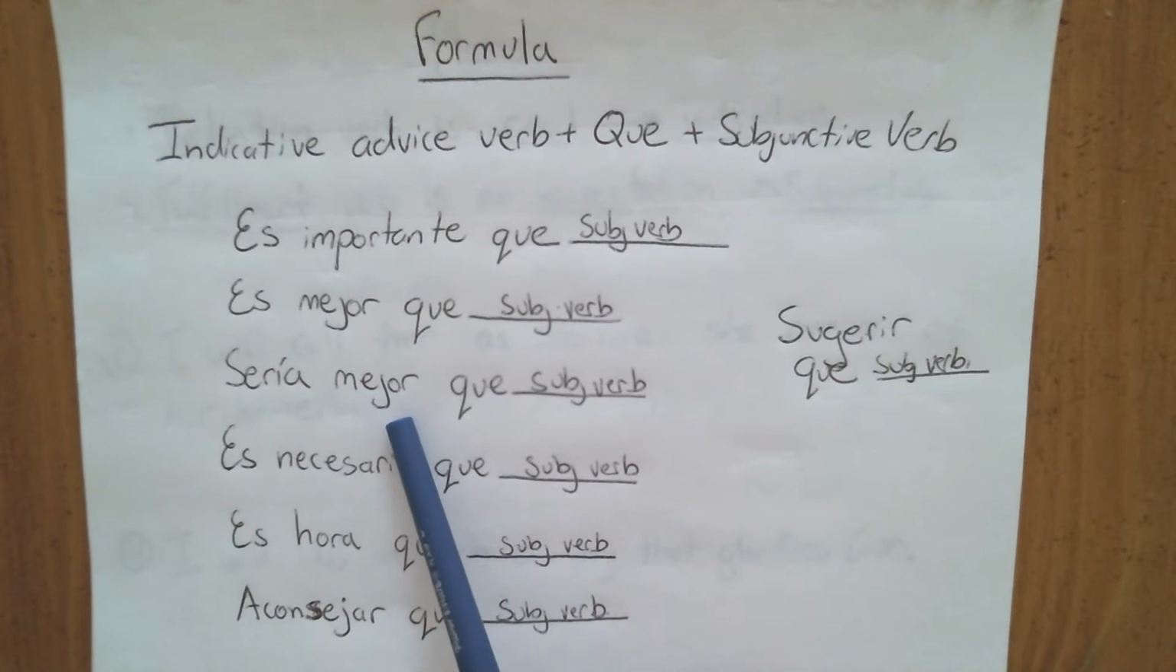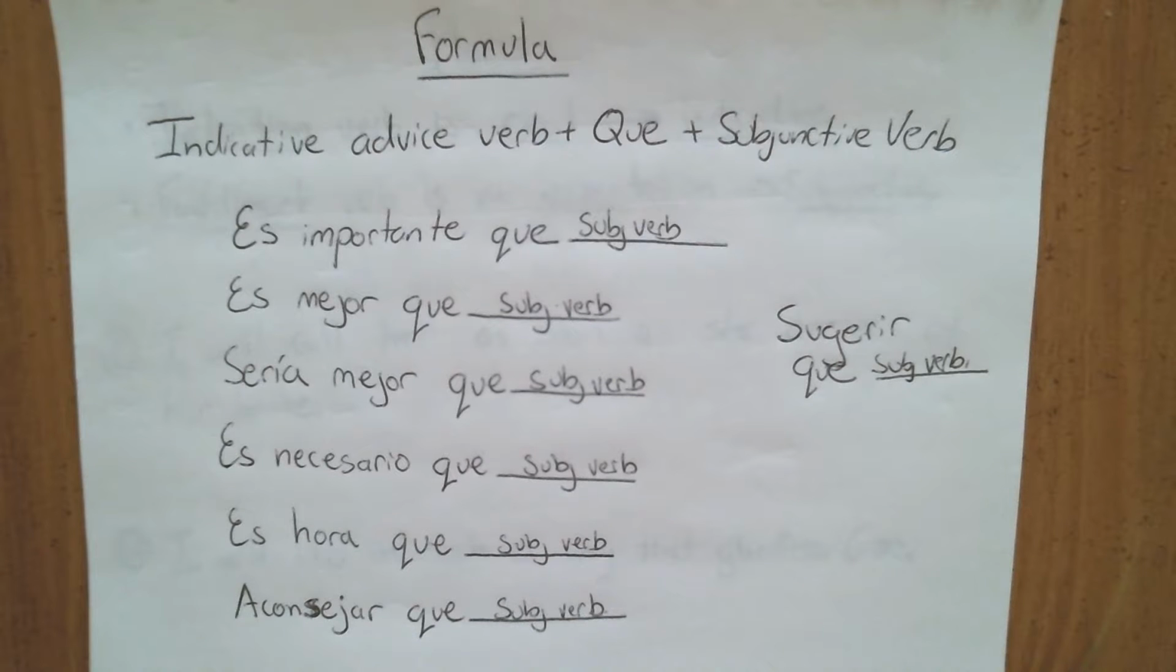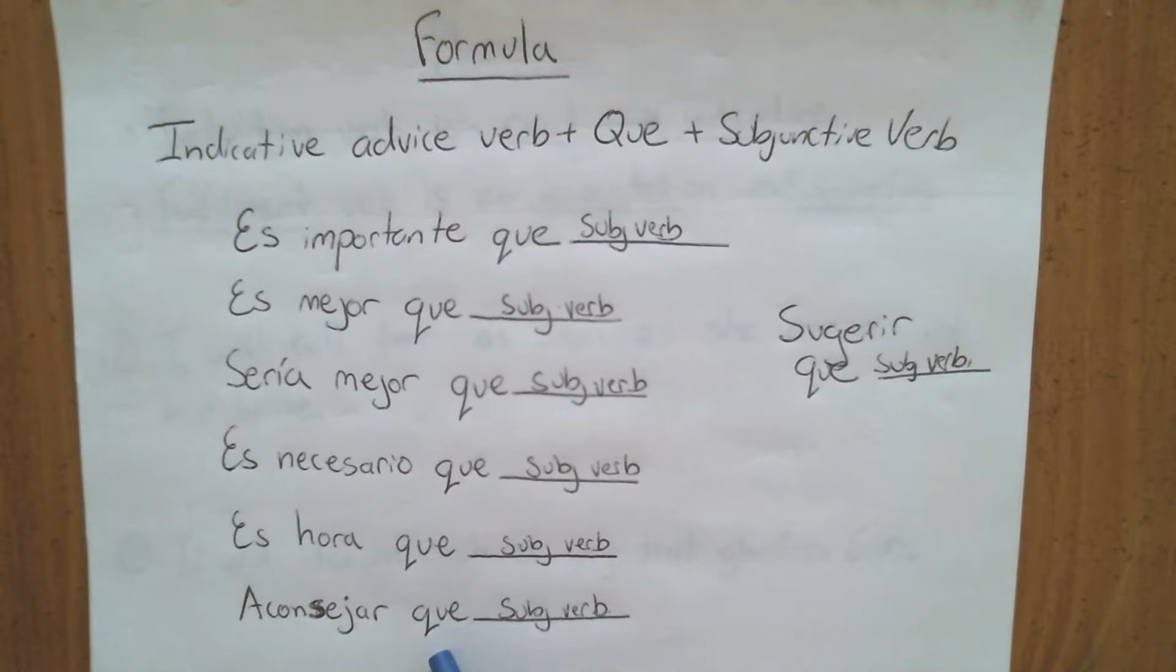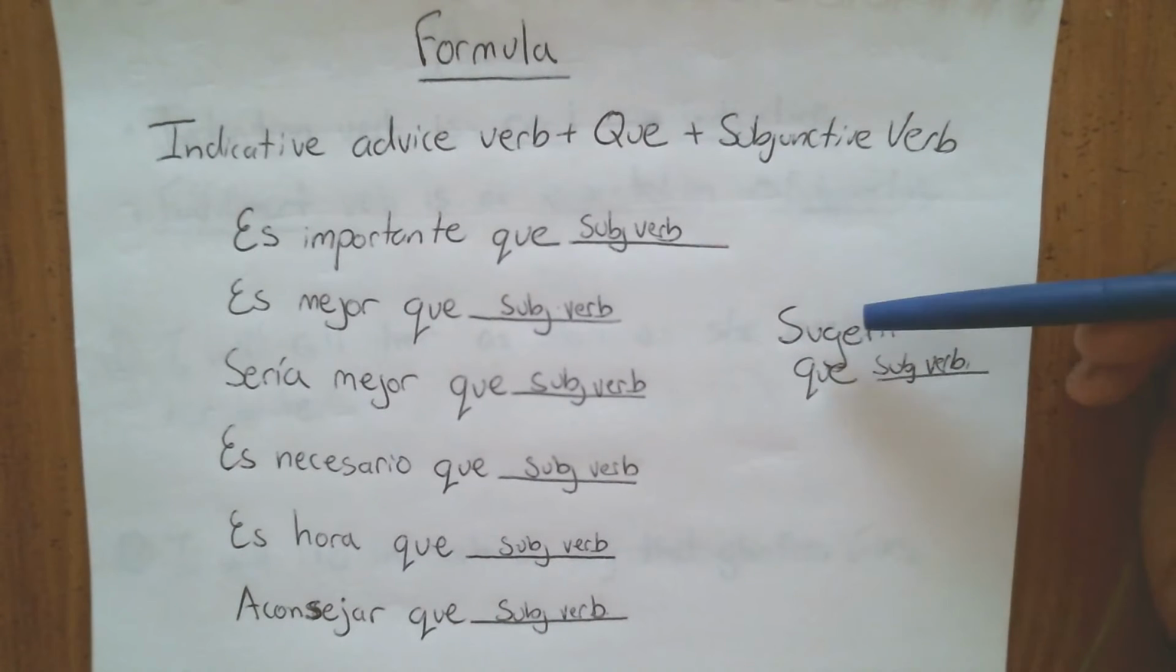It is better, or it would be better, that you, or that I, or that he, or that she, or it is necessary that, or it is time that, es hora can also mean time, es hora that it is time for you to aconsejar que, which means to advise. Like if I say aconsejo que comas ahora, I advise that you eat now. Or sugerir que, I suggest that.